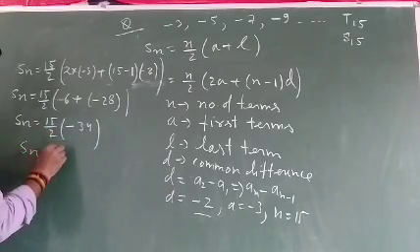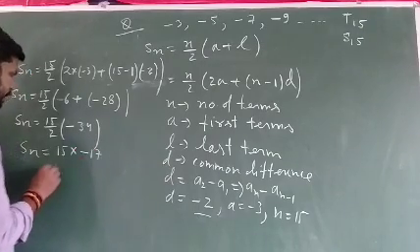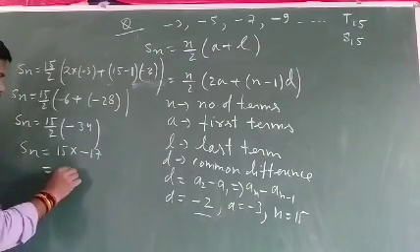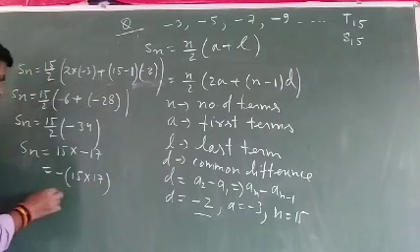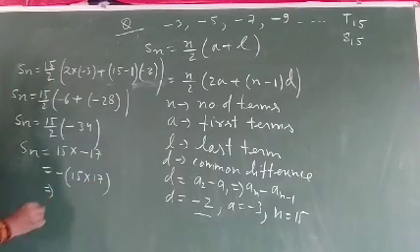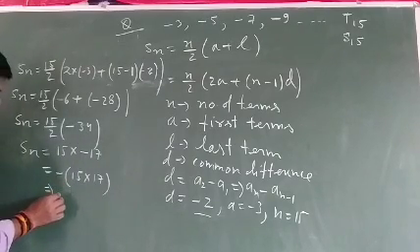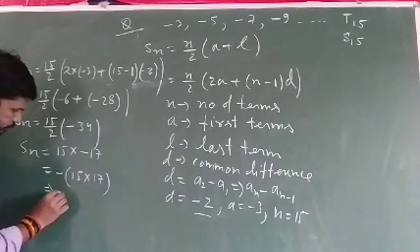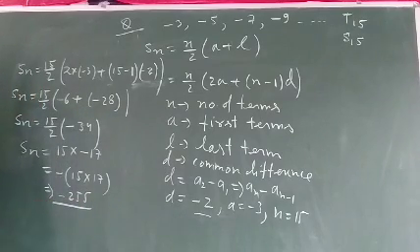So Sn equals 15 into minus 17, and on calculation you will get a minus sign, and 15 into 17 you can calculate very easily. 15 into 15 we know is 225, and 15 times 2 is 30, so 225 plus 30 you can have 255, minus 255. So here is the sum of 15 terms, S15, we have calculated as minus 255.